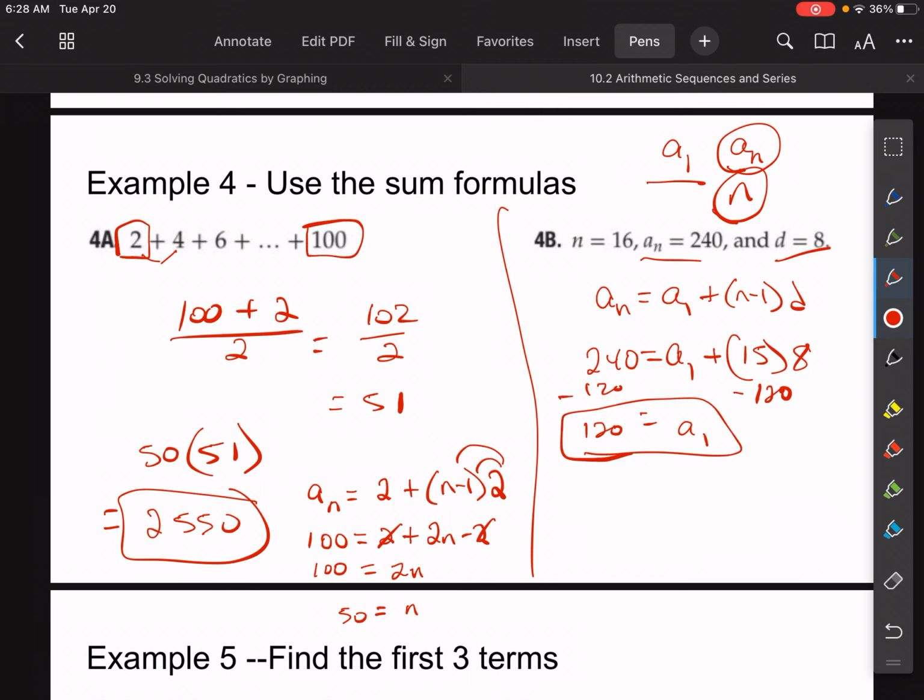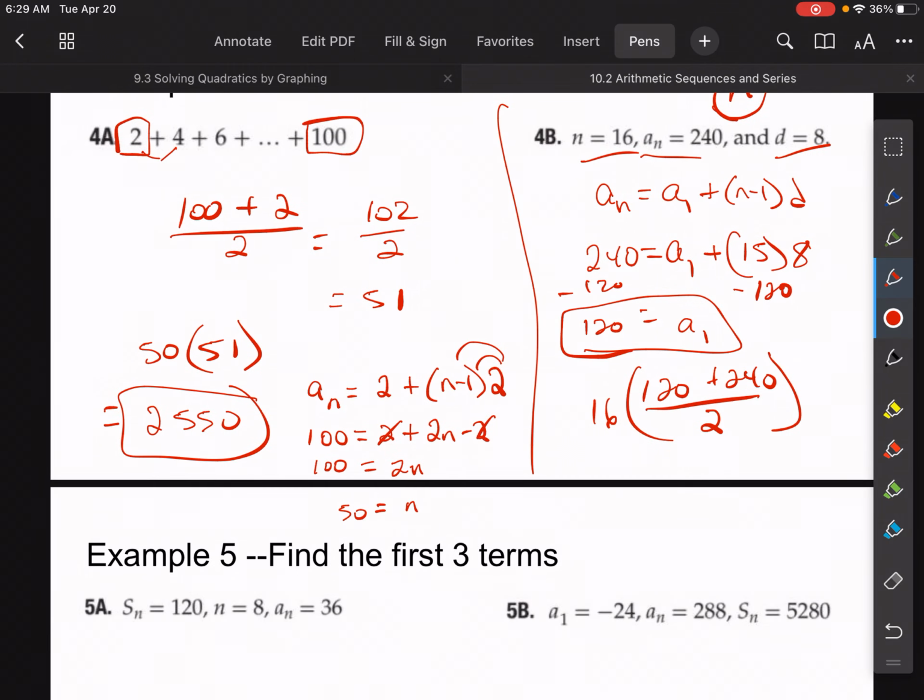Now I can use my sum formula. All right, so I got 120 plus 240 divided by 2 times 16. All right, so let's just do that out really quick. So if I do 120 plus 240, that's 360. Divide that by 2, I get 180. 180 times 16 gives me 2,880, and that is your answer.